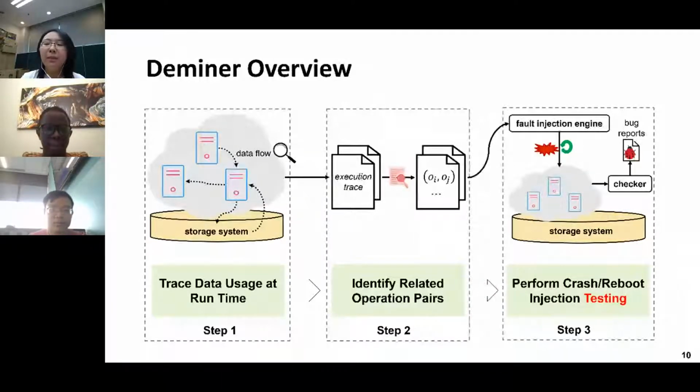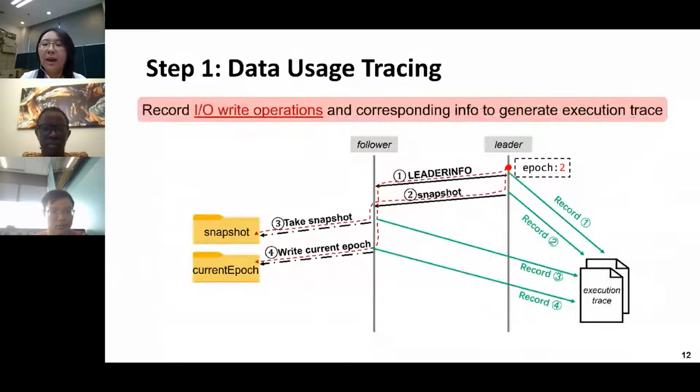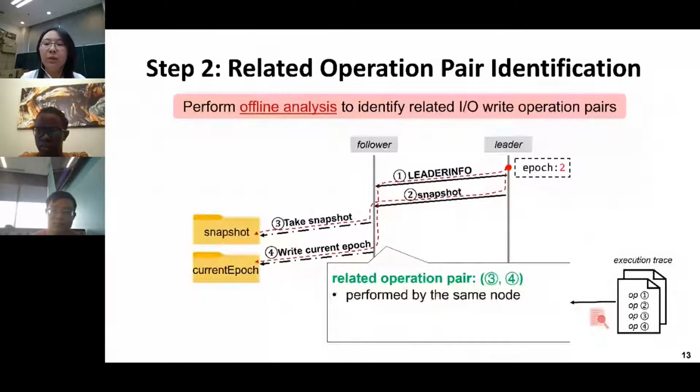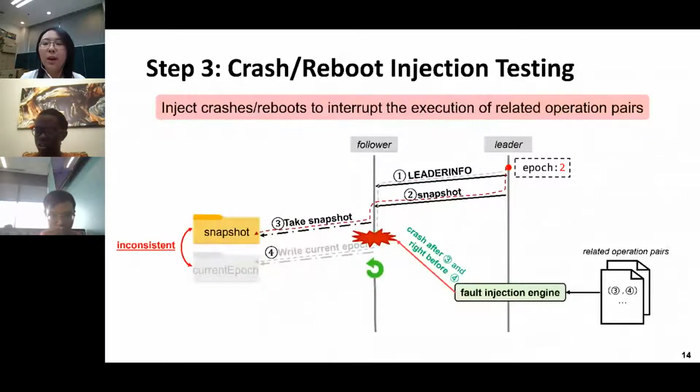In the first step, dminer tracks data flows in a system based on dynamic taint propagation. Every I/O write operation and its corresponding information will be recorded as the execution trace. In the second step, dminer analyzes execution traces to identify related operation pairs that are performed by the same node, use common data, and have different storage destinations. In the third step, dminer injects crashes and corresponding reboots to interrupt the execution of related operation pairs.